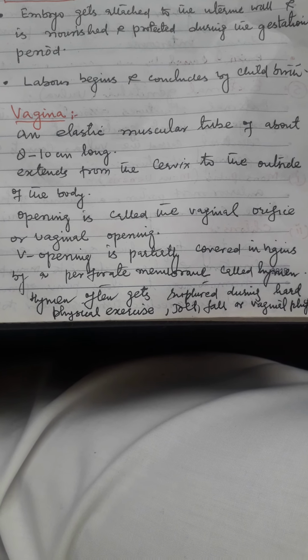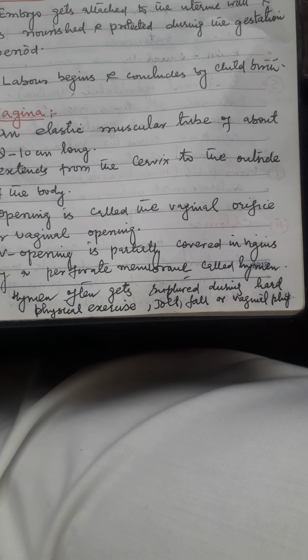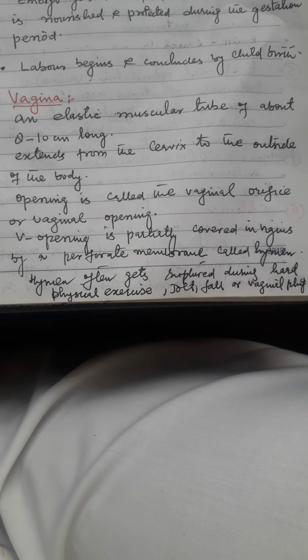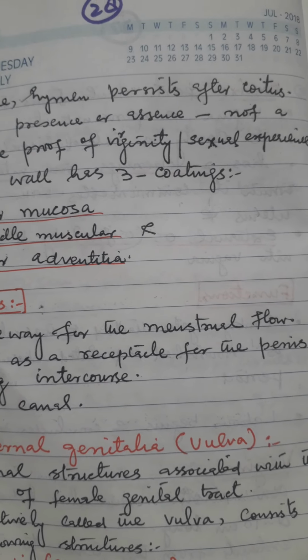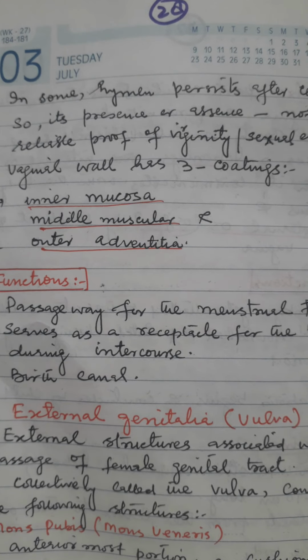Vaginal opening is partially covered in virgins by a perforated membrane called hymen. Hymen often gets ruptured during hard physical exercise, jolt, fall, or vaginal plug. In some, hymen persists after coitus, so its presence or absence is not a reliable proof of virginity or sexual experience. Vaginal wall has three coatings: inner mucosa, middle muscular, and outer adventitia.